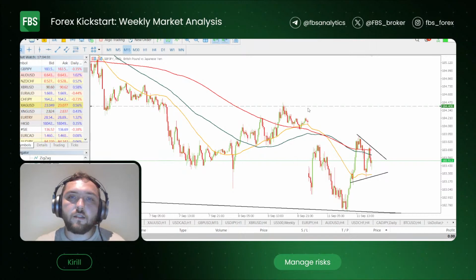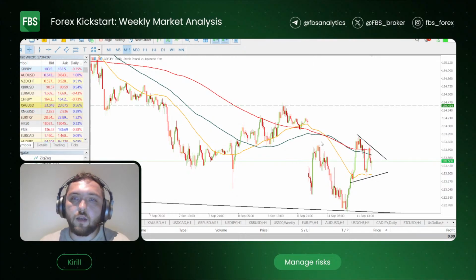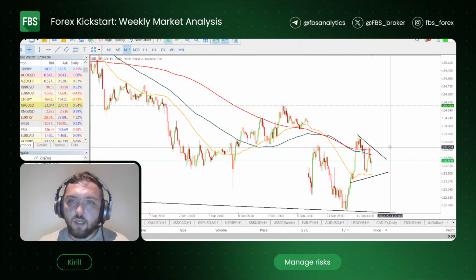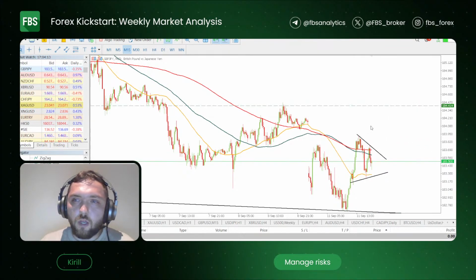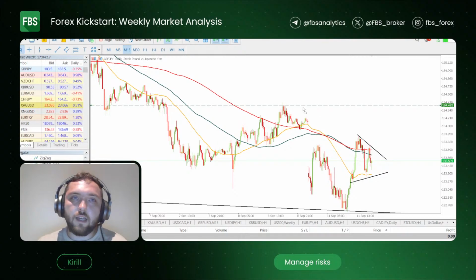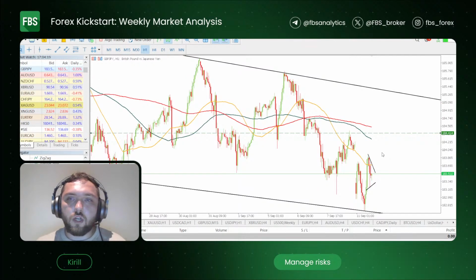In this case, this is going to be our target number one. The price will definitely close this gap and go to 184.4, this high. We move to higher time frames.